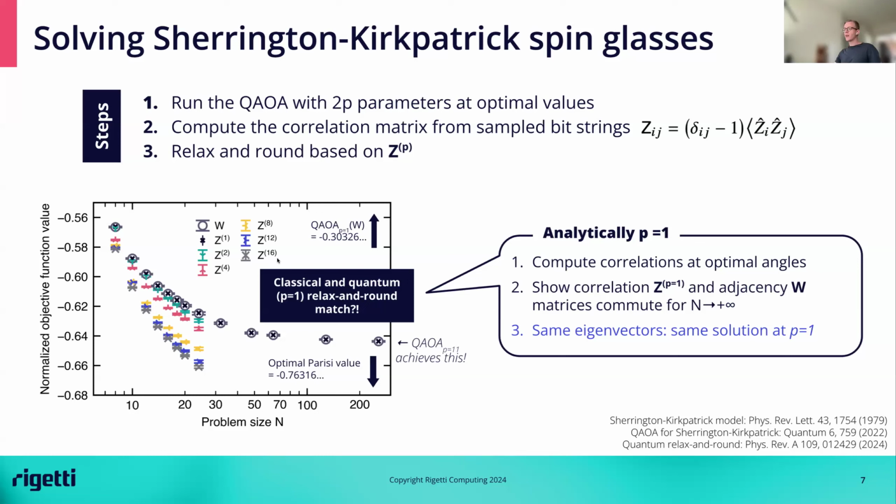Here is a sketch of the proof. We first compute the correlations at optimal angles analytically. We can do that at p = 1. Then we show that the correlation and adjacency matrices commute in the large n limit. If they commute, it means they share the same eigenspace, and so the same eigenvectors. And because the eigenvectors are the solutions to the relax problem, they share the same solutions at p = 1. So at p = 1, we do as well as a classical relax and round. And by increasing p, the number of variational parameters in the QAOA, we do better.